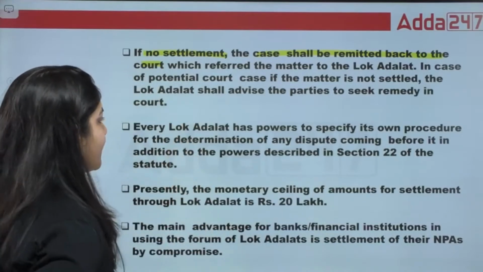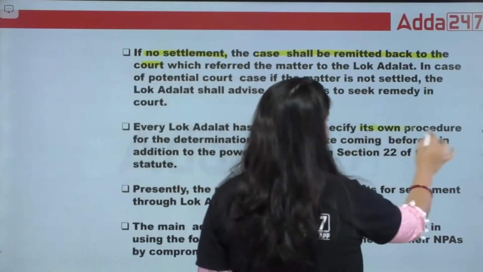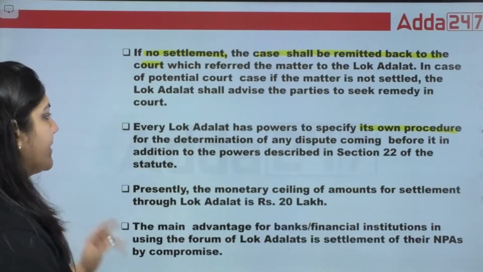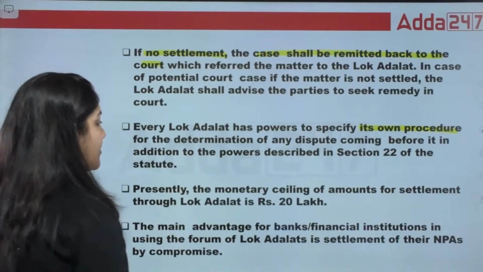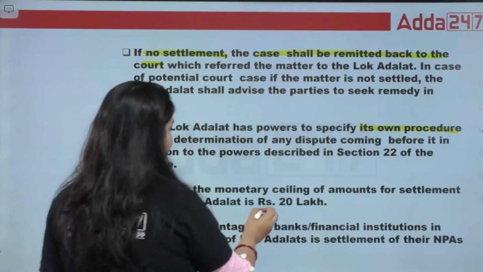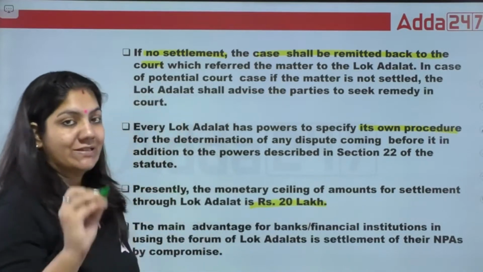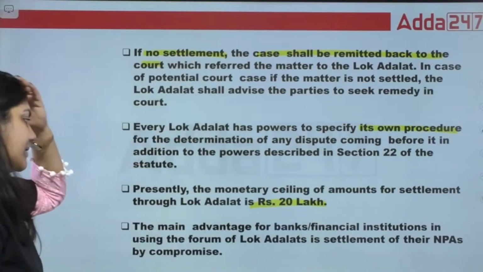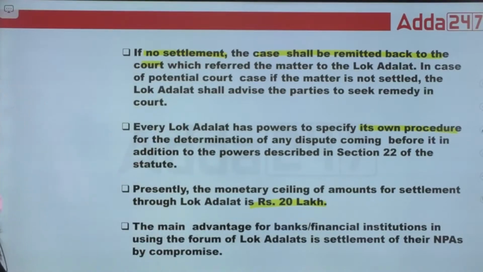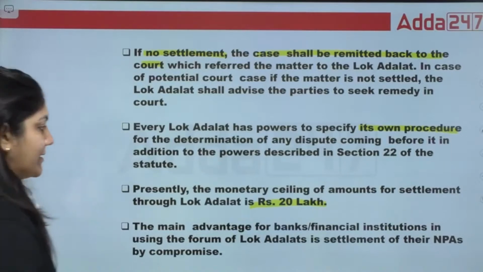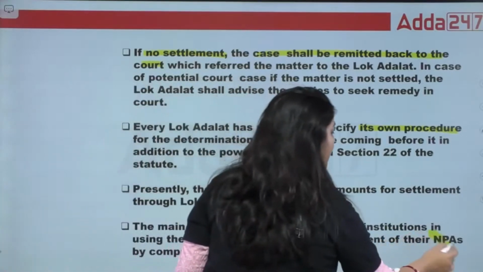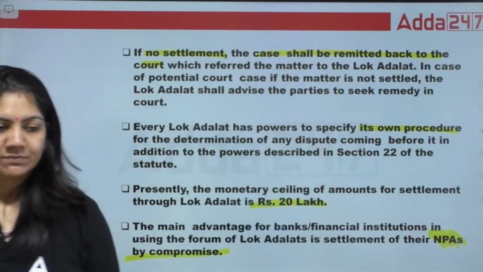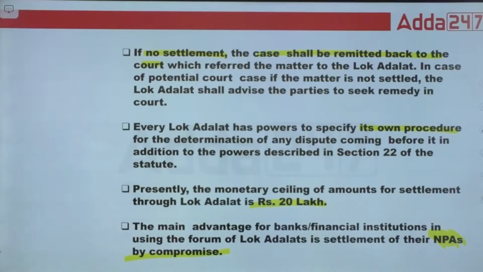Every Lok Adalat has the power to specify its own procedure. They can make their own procedure for the determination of any dispute coming before them. Presently, the monetary ceiling of the amount for settlement through Lok Adalat is 20, meaning up to 20 lakh the Lok Adalat can solve the matter. The main advantage for banks and financial institutions is that usually the Lok Adalat settles their NPA, non-performing assets, by the compromise method. That is important, guys.